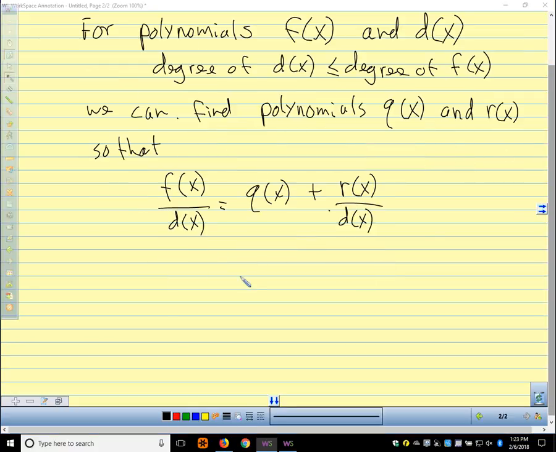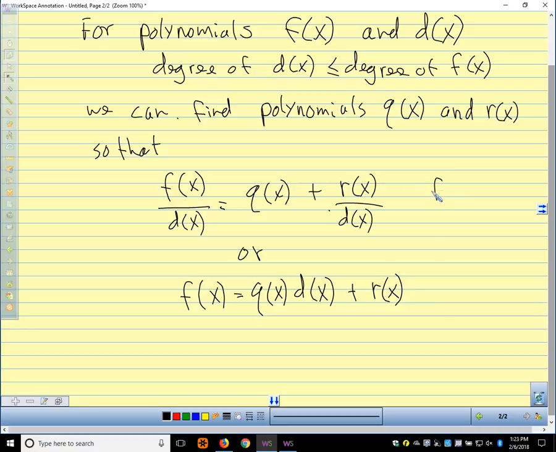The other way that we're going to write this is to multiply both sides of this equation by d of x. F of x equals q of x times d of x plus r of x. And we write r of x because our remainder won't always just be a number. Sometimes our remainder will be another polynomial.